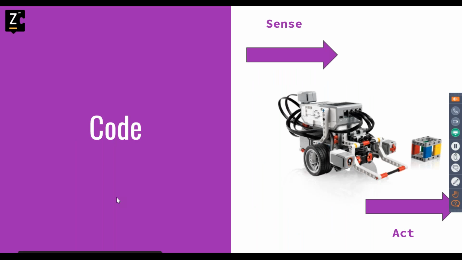So, using inputs and outputs, robots can sense their environment and act accordingly. This is where we come into play as the programmers. We determine what action the robot will take for different situations. This is what makes a robot stand out from other technological systems, like our washing machine.